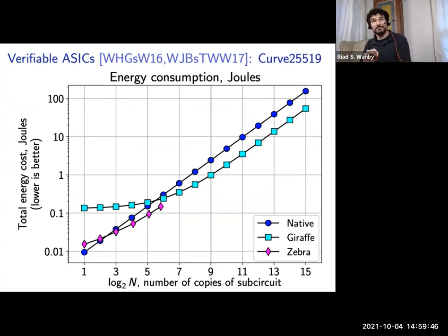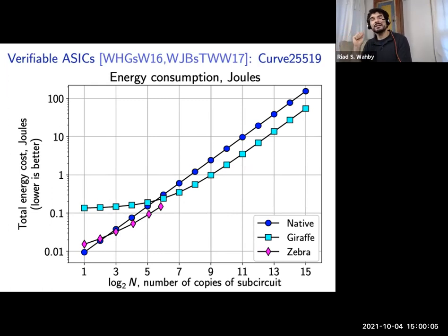We're looking at results for two systems versus the native baseline. Zebra, which introduced the verifiable ASICs model, and Giraffe, which refined the approach and improved its scalability. What we're measuring here is how much energy it costs to execute the computation just using the trusted chip, that's the native, versus outsourcing the computation to the untrusted chip and checking the proof, that's Zebra and Giraffe.